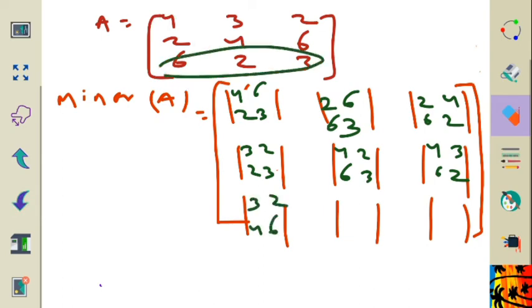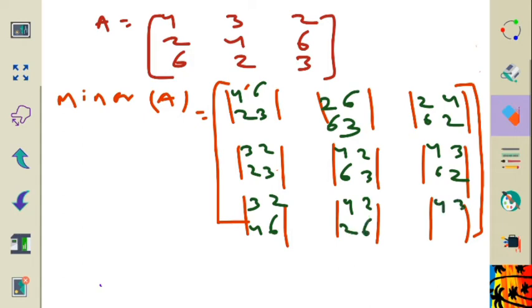Similarly, you remove this row and this column, write the remaining things. So it will be 4, 2 and 2, 6. Similarly, at last, what will be left? This is 4, 3 and 2, 4. Clear? And I will be writing the answer now.